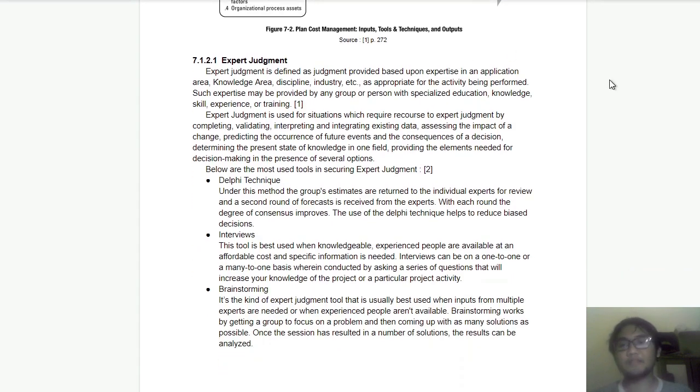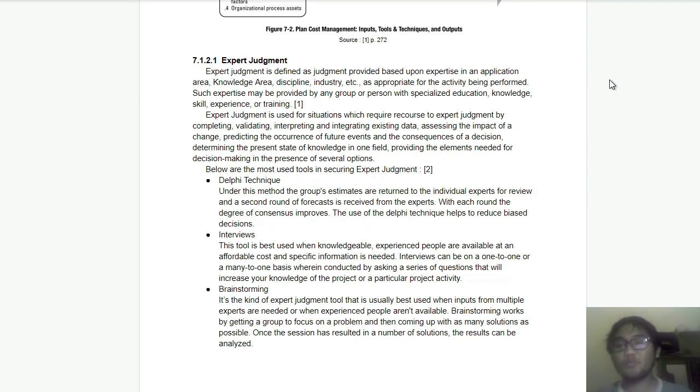First, expert judgment. Expert judgment is defined as judgment provided based upon expertise in an application area, knowledge area, discipline, industry, etc., as appropriate for the activity being performed. Such expertise may be provided by any group or person with specialized education, knowledge, skill, experience, or training. Expert judgment is used for situations which require recourse to expert judgment by completing, validating, interpreting, and integrating existing data, assessing the impact of a change, predicting the occurrence of future events and the consequences of a decision, determining the present state of knowledge in one field, providing the elements needed for decision making in the presence of several actions.